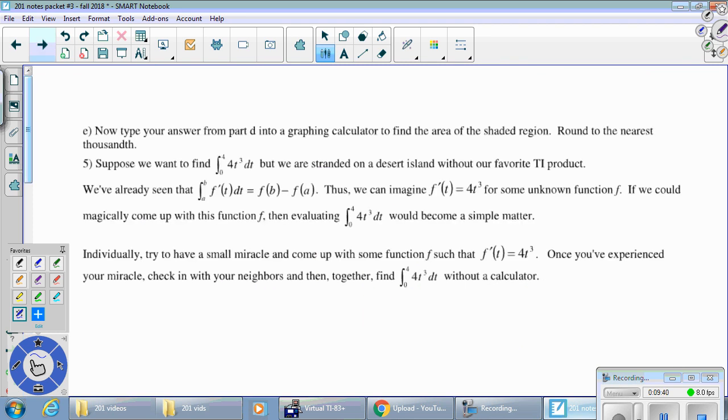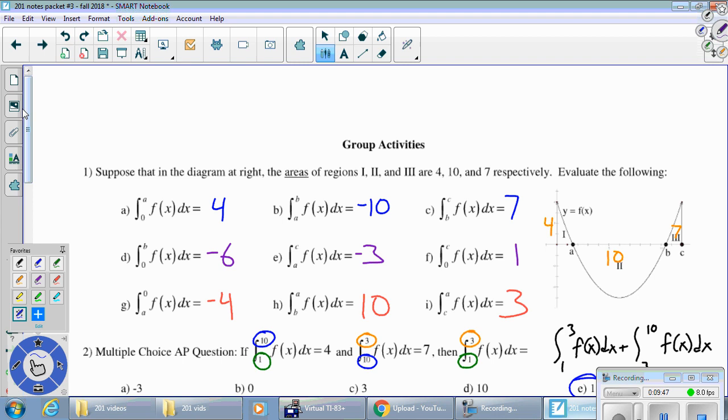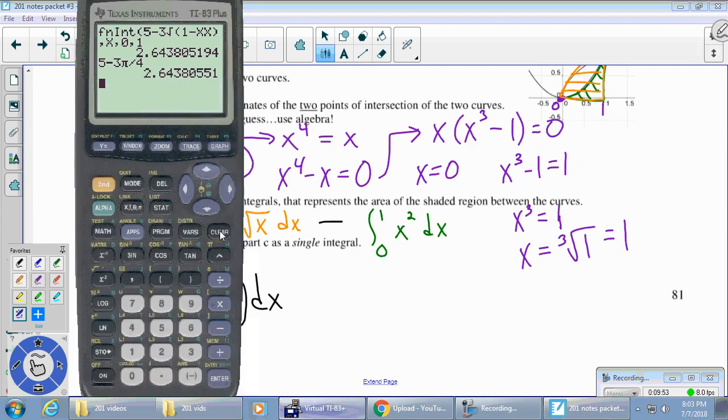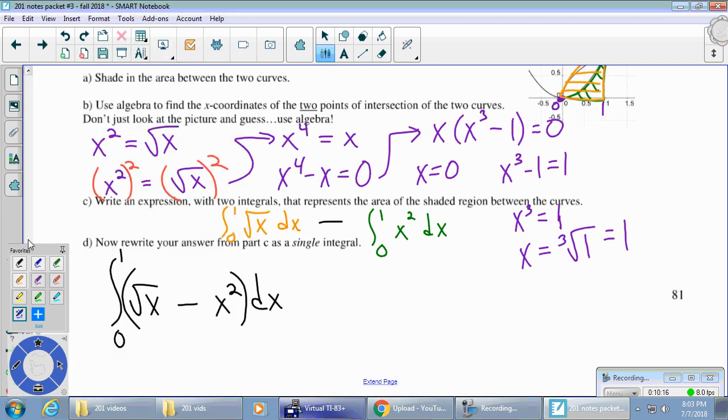Okay, type the answer from part D into a graphing calculator to find the area of the shaded region and round. Okay, we can do that. Math 9. So remember, this one was the square root function first, minus the x squared, comma, x, comma, 0, comma, 1. So it turns out the area there is roughly 0.3 repeating.